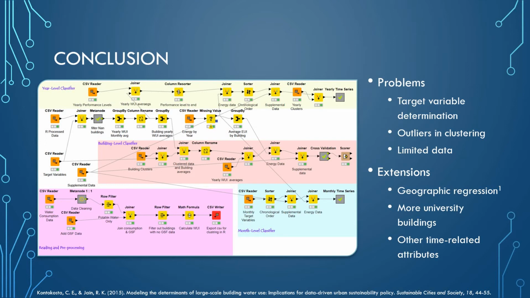I want to continue exploring different target variables for water use efficiency, but I feel like this experience was a good start. Some other extensions for this project I would like to do would be to include latitude and longitude data in the classification by performing a geographic weighted regression, which I read about in Contra Costa and Jane's paper. They applied it to multifamily buildings. And I'd also like to add more data from other universities to make it a more robust model.